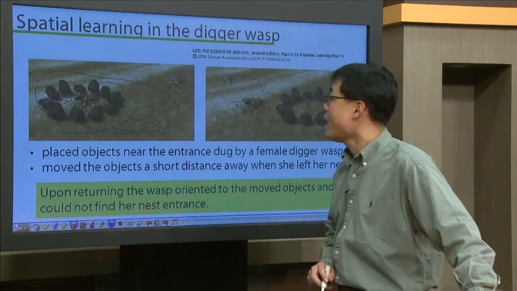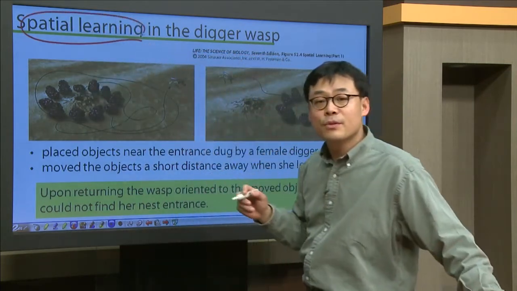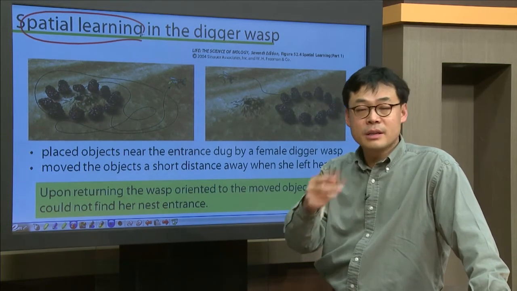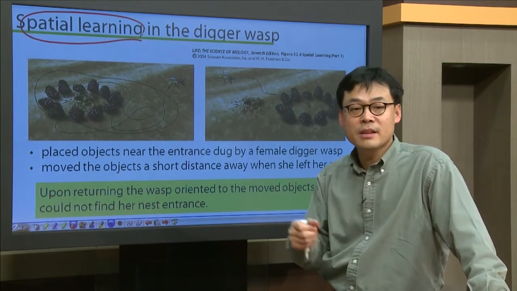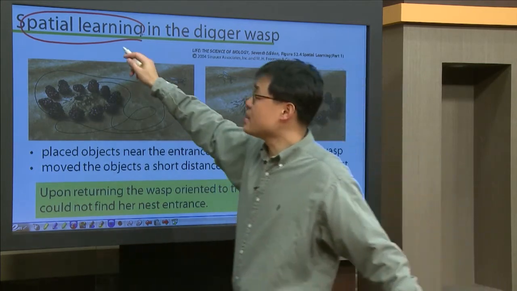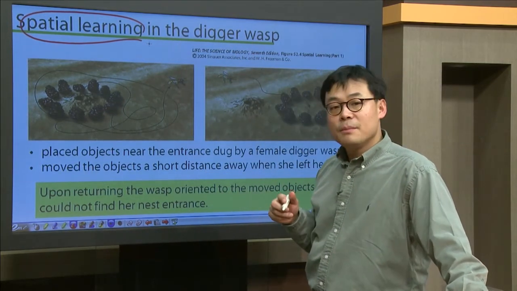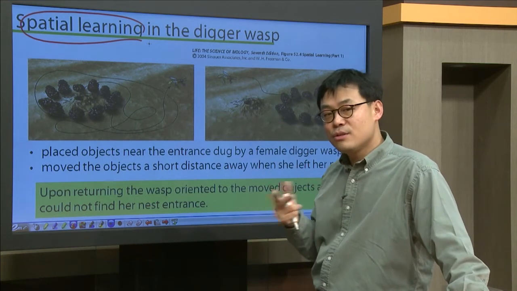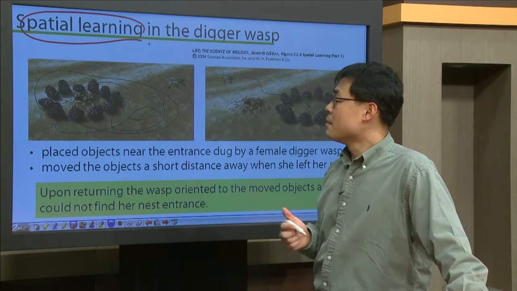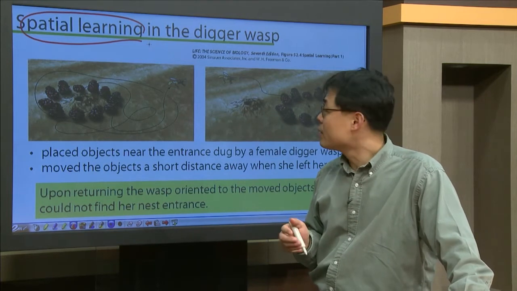Let's look at spatial learning, which is important for navigation. For example, when you are in this building and you want to find the front gate of Ewha University, how do you get there? That's spatial learning. We use this every day, and people tend to use different methods to navigate on campus. But one of the methods we use, and this wasp uses, is landmark orientation.